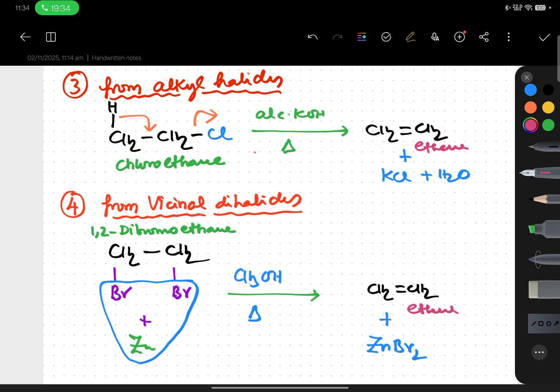In the vicinal dihalide, the 2 bromine will be absorbed by the zinc and form ZnBr2. When you heat it in presence of methanol, you get alkene as the major product. Zinc bromide is the byproduct. Copy this, ma.